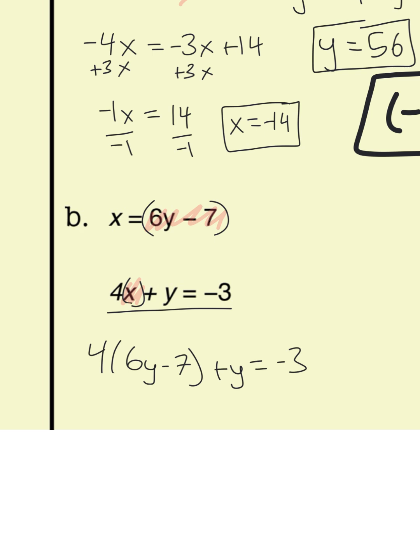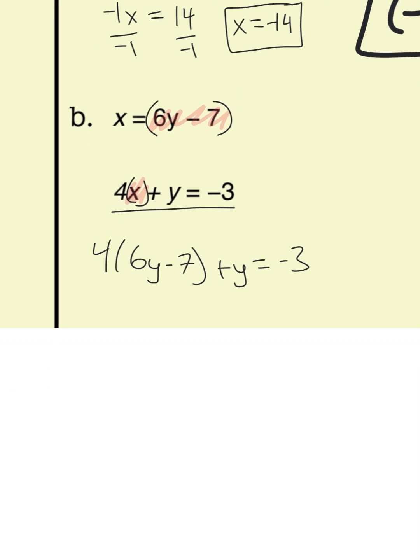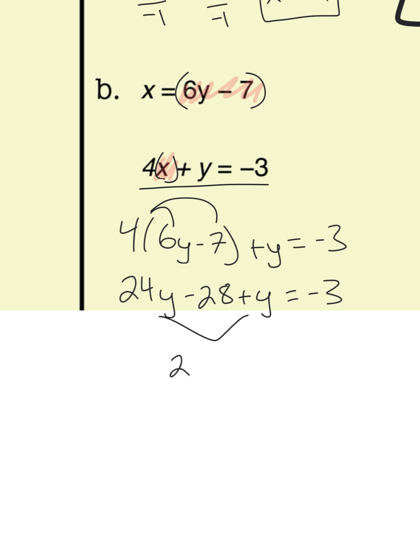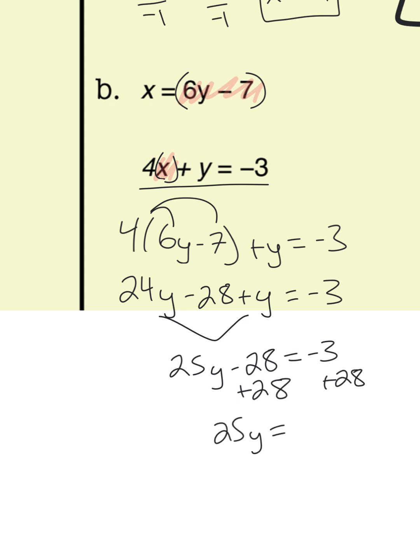All right, now again, we have an equation with just one variable. We have y. We know how to solve an equation for one variable. We're going to distribute the 4. So 24y minus 28 plus y equals negative 3. Combine like terms, and continue to combine like terms. So I have 25y equals 25, which means y equals 1.